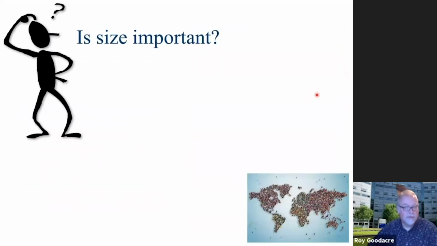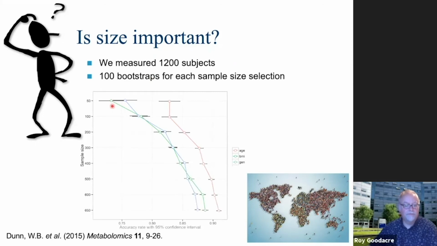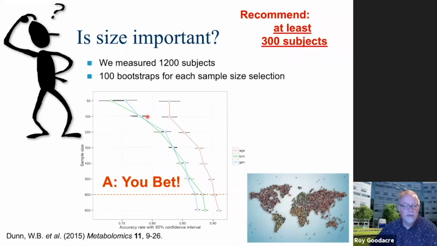We could ask the question, is size important? This little map here is just meant to remind us that there are rather a lot of us on the planet. In our study, because we measured 1,200 people, we could sub-sample these, and we took 100 bootstraps at different sample sizes, and then asked how well we were able to do those predictions. If we only take 50, we're at around 75% accuracy, let's say, for BMI. But you can see these numbers increase as you sample more and more.